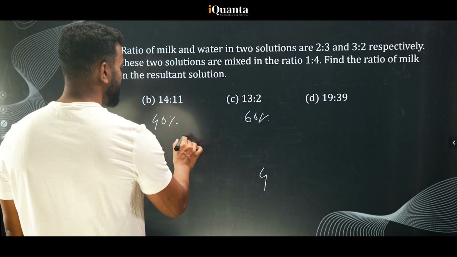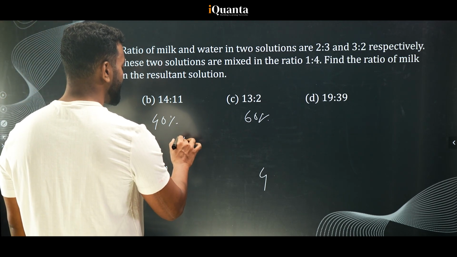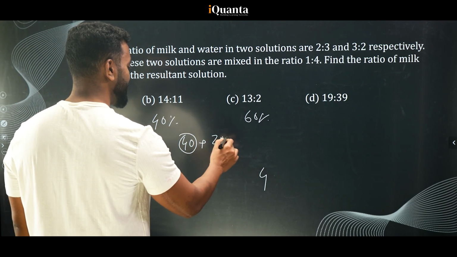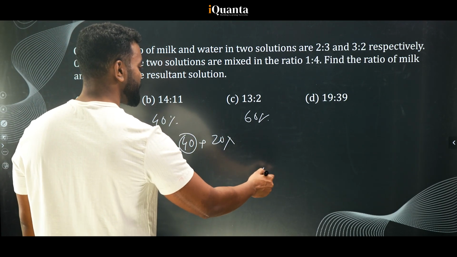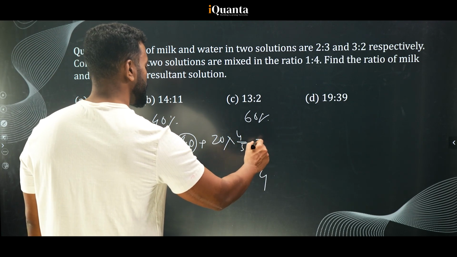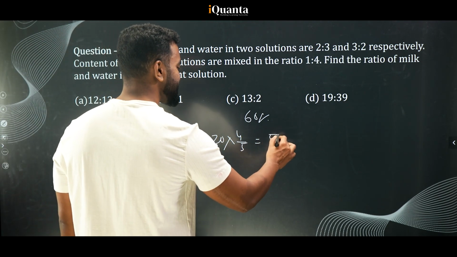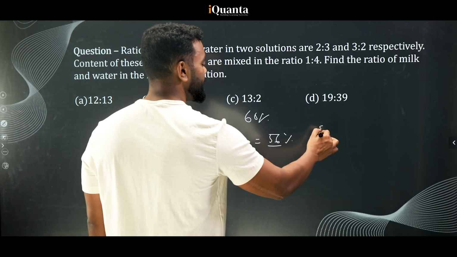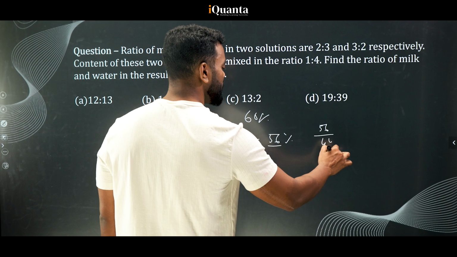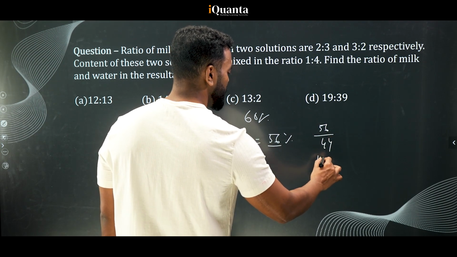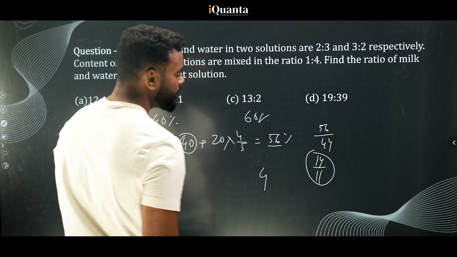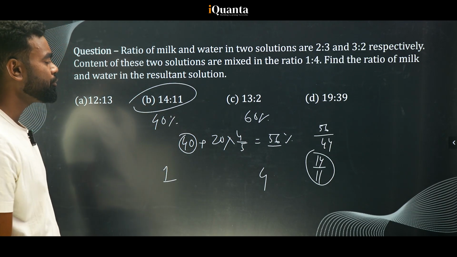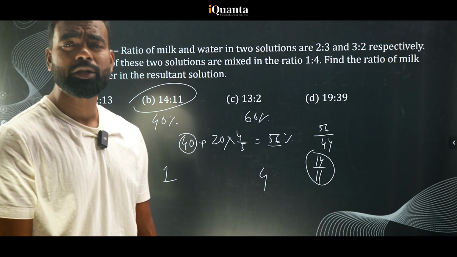So what you need to do is take the cheaper one, that is 40, plus the difference, 60 minus 40 is 20, into this one's proportion, that is 4/5. So your answer is 56. So 56% is milk. If milk is 56, then water is 44. So your answer is 14/11. Hence the answer is option B. Now you can see how fast we can solve this question if you use the shortcut.